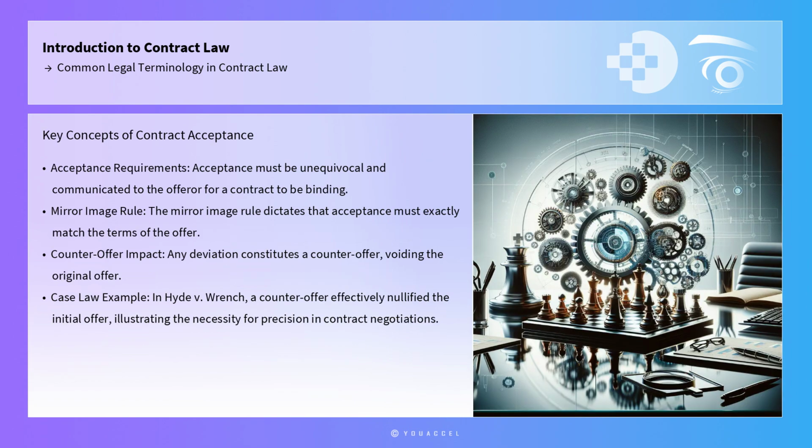Once an offer is made, the next critical term is acceptance. Acceptance must be unequivocal and communicated to the offeror for a contract to be binding. The mirror image rule dictates that acceptance must exactly match the terms of the offer. Any deviation constitutes a counteroffer, voiding the original offer. This principle was highlighted in the case of Hyde v. Wrench, where a counteroffer effectively nullified the initial offer, illustrating the necessity for precision in contract negotiations.